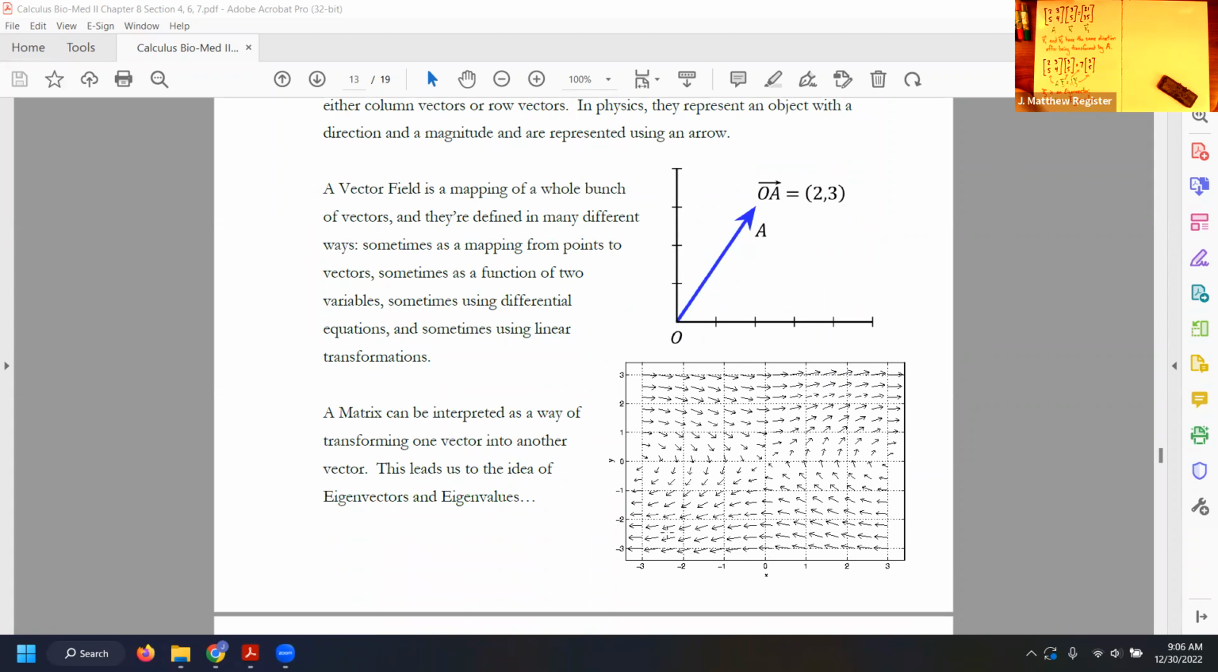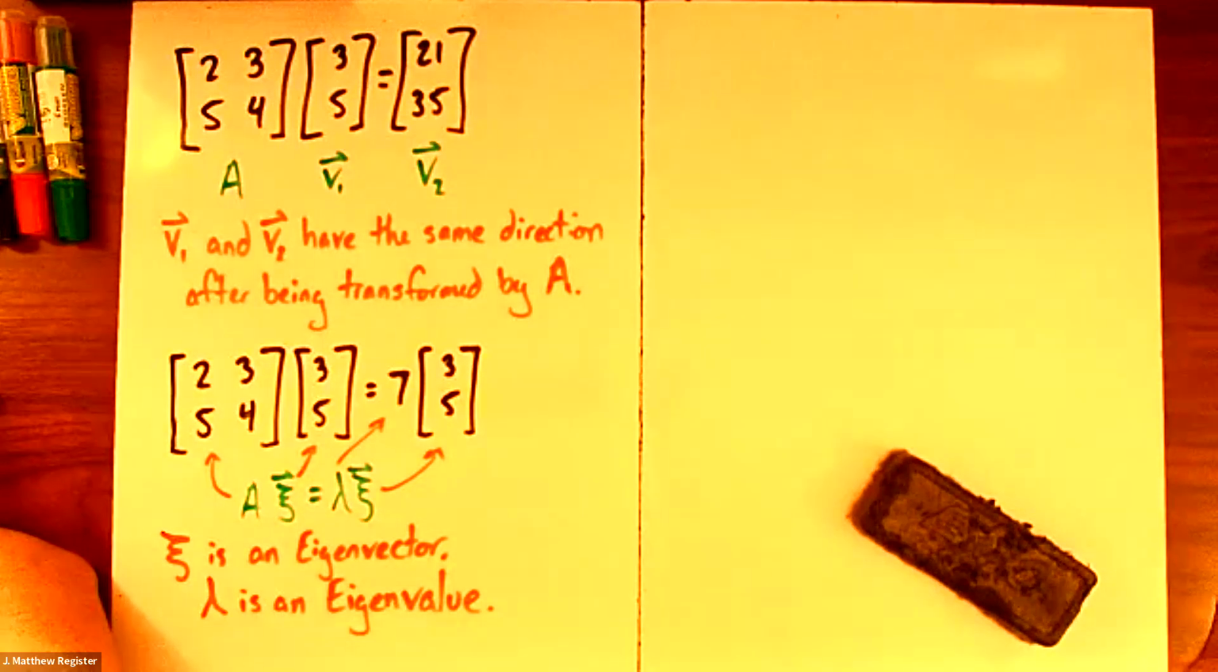A vector field, such as something down here, is where we have a large number of vectors all in some coordinate system. Now, the interesting thing is a matrix can be thought of as a way to transform one vector into another vector. That's going to be the big thing. And let's actually go to the whiteboard to show how that would work.